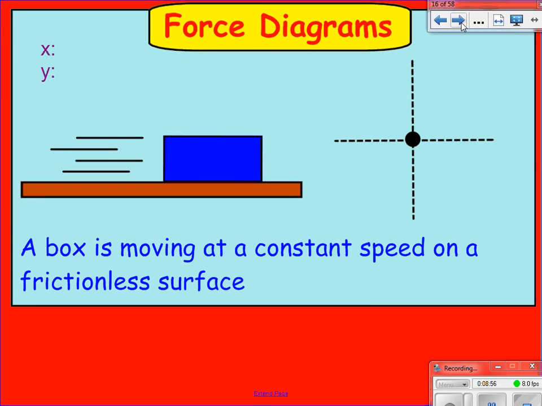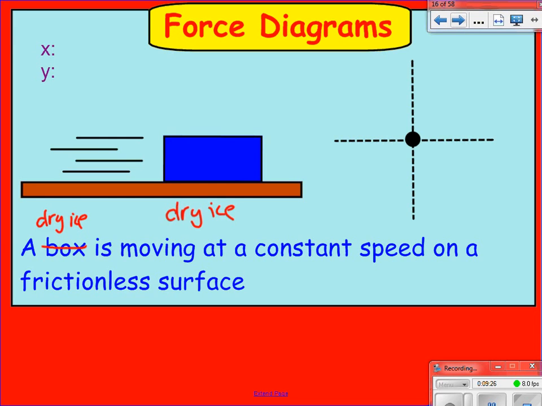Okay, now let's look at this situation. A box is moving at a constant speed on a frictionless surface. Okay, so the surface is frictionless. And something that is frictionless in real life, or practically frictionless, is dry ice. If you've ever played with dry ice on a tabletop, it moves across the tabletop with relative ease, meaning there's no friction between it. So we're going to pretend instead of a box, we're going to say that this is dry ice. So we have dry ice that's moving at a constant speed on a frictionless surface.